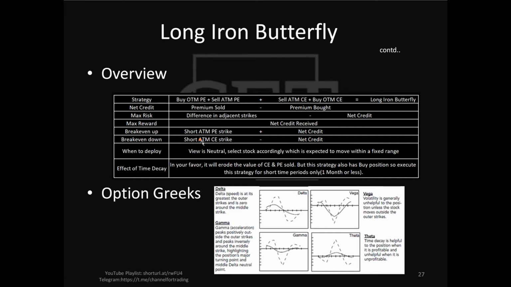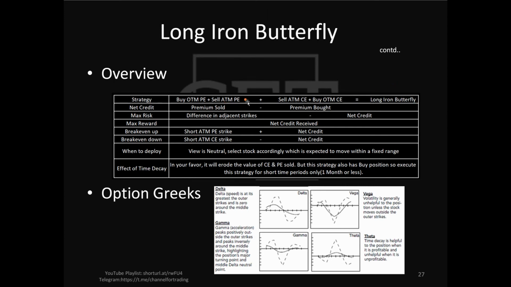Now let's see the overview. It will give you a much better understanding, and then the option Greeks of the same. So the overview here is the strategy we discussed: buy OTM PE and sell ATM PE, added together with sell ATM CE and buy OTM CE. So from here you can see this is a combination of bear call spread and bull put spread. The combination of those two we call the long iron butterfly.